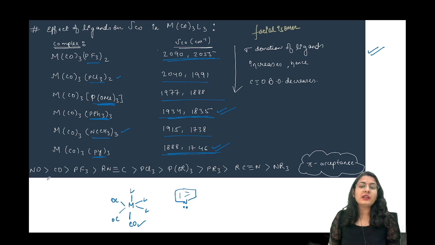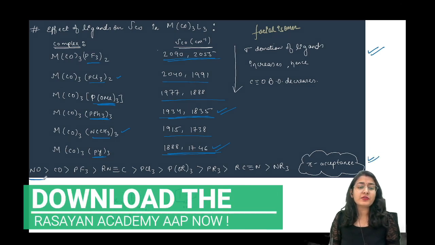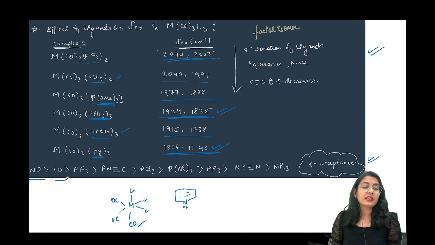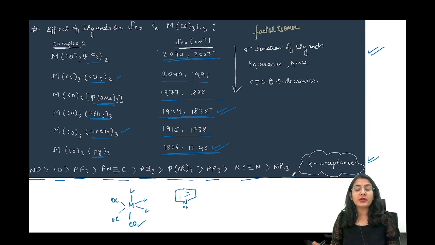Now if we talk about pi acceptance, you see nitrosyl has the best pi acceptance, even better than carbonyl. Then comes PF3, then alkyne, then PCl3, then phosphite, then trialkyl phosphine, and then these. So it is very important to take care of the donor atom over here. Carbon is a strong donor atom as compared to nitrogen. So all of these are very, very important.